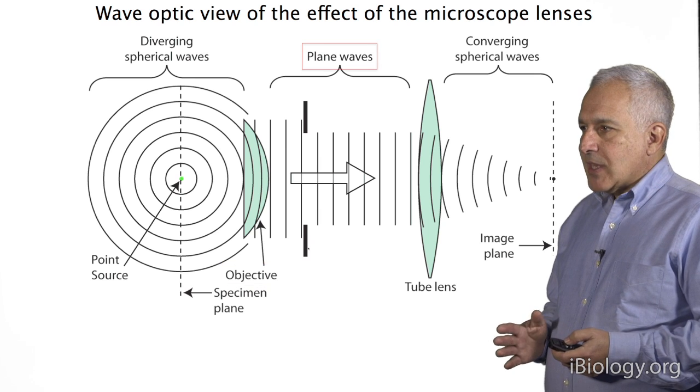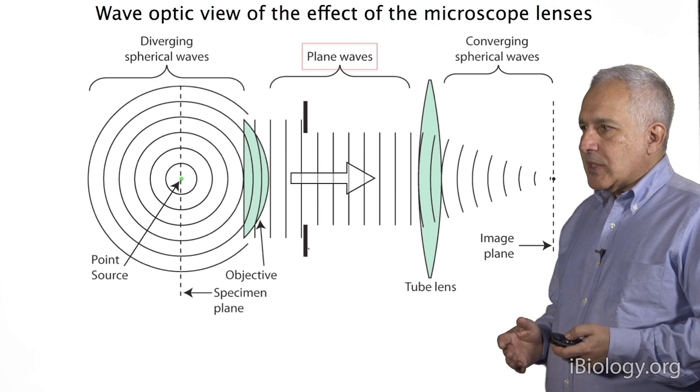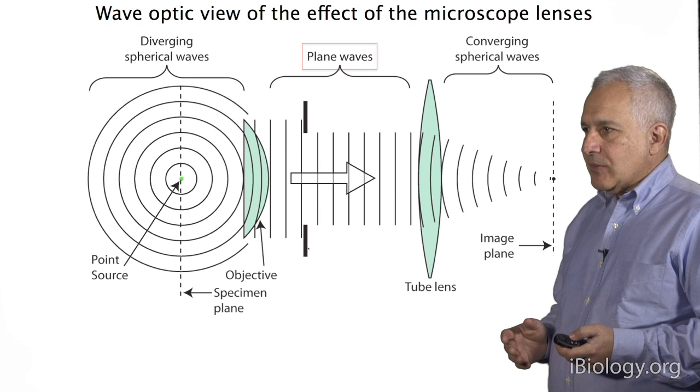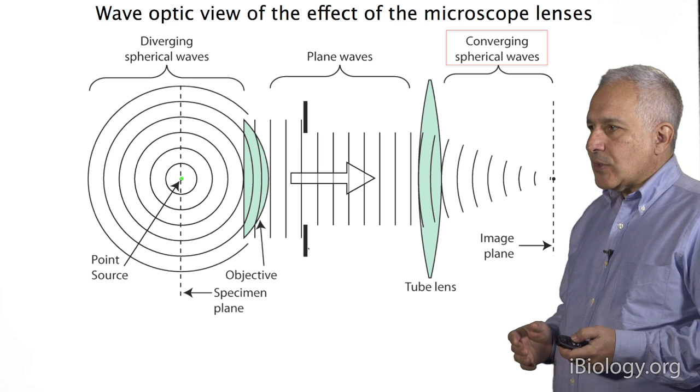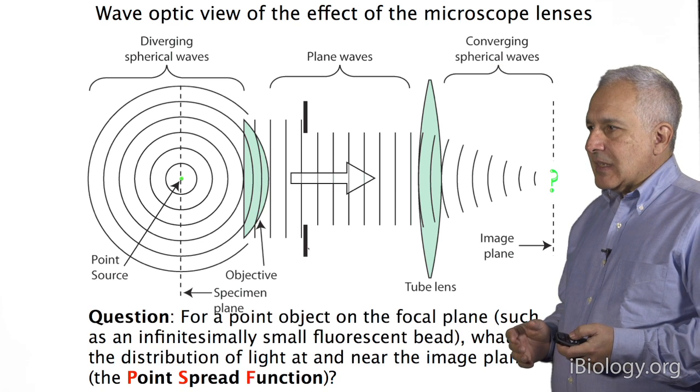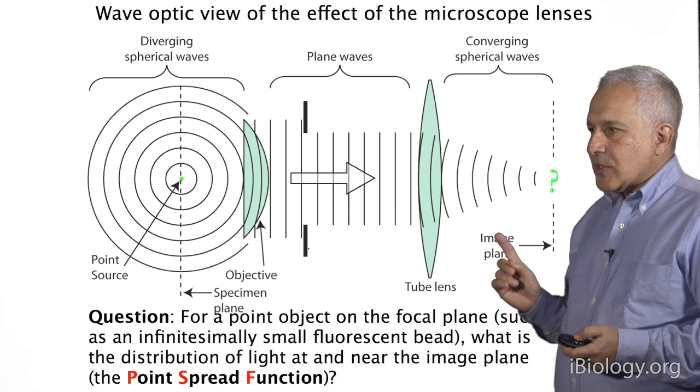And those plane waves then travel through the microscope tube until they reach the tube lens, which is another positive lens, which now takes a plane wave and turns it back into a converging spherical wave. And that spherical wave ends up as a point there.